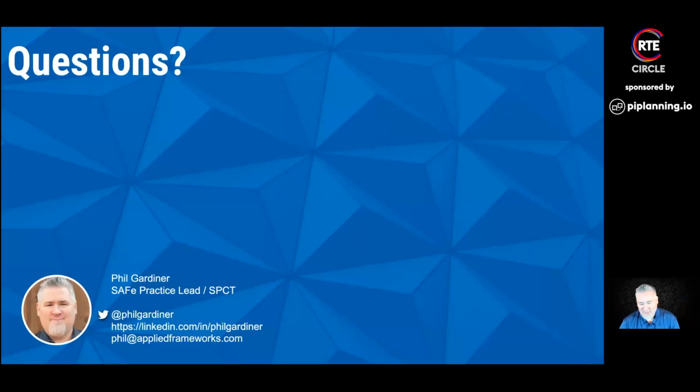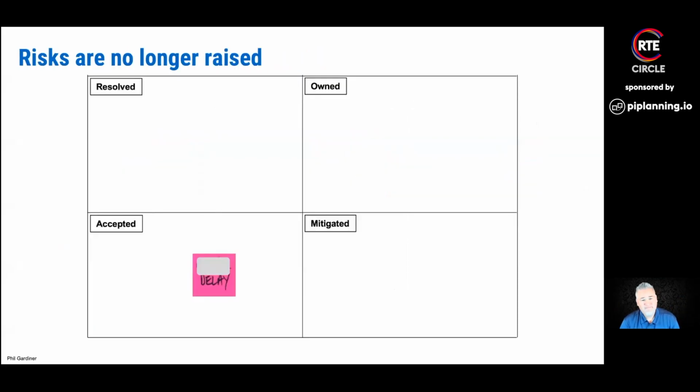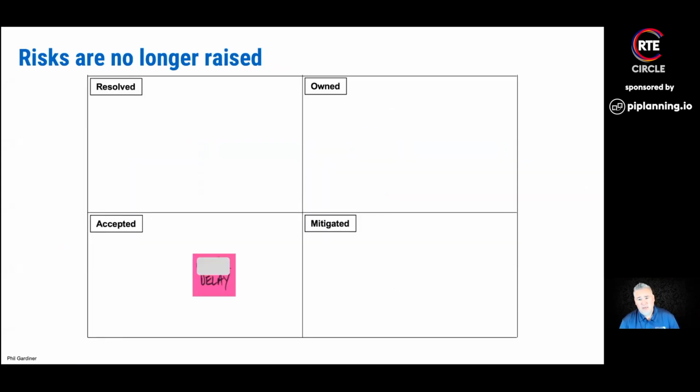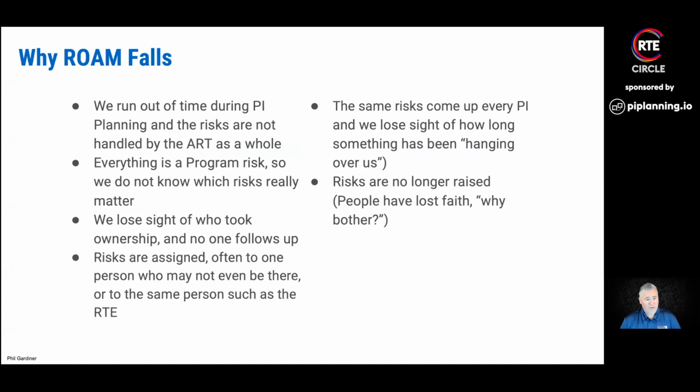The same risks come up every single PI until they don't. And people are celebrating. Wow, we have no more risks. We're so awesome. Our ART is just going. Nobody raises risks anymore because we don't have them anymore. Well, is it that you don't have them, or that people got tired of bringing up risks that no one does anything about? So there are lots of ways that ROAM can fail. We run out of time, all these things. And maybe you see some of these in the real world. And so I found that risk management and losing sight of this is a systemic issue.